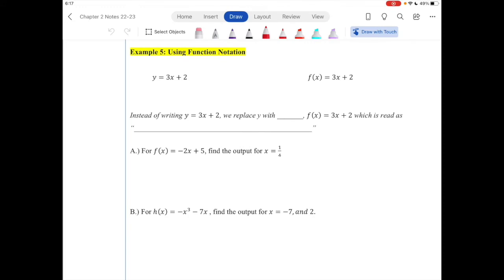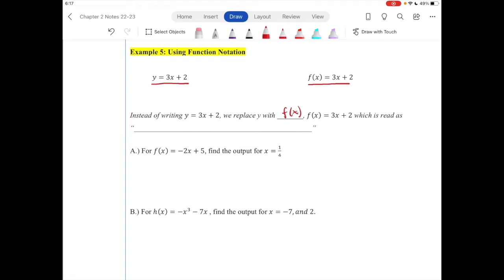Now we're going to take a look at function notation. In the past, we've seen a lot of equations like y equals 3x plus 2. But if we know that an equation is a function, we have a new way that we can write it. And that is f of x equals 3x plus 2. So instead of writing y equals 3x plus 2, we're going to replace the y with f of x. They mean the same thing, except we know that because it has f of x, we're dealing with a function.